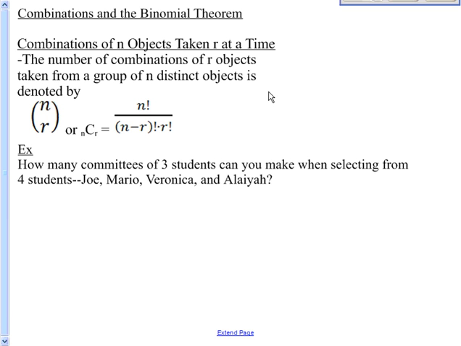If you have a combination of n objects taken r at a time, what you want to remember is order is not important. Last time we talked about permutations, and in permutations, order was important. But with combinations, it's not.